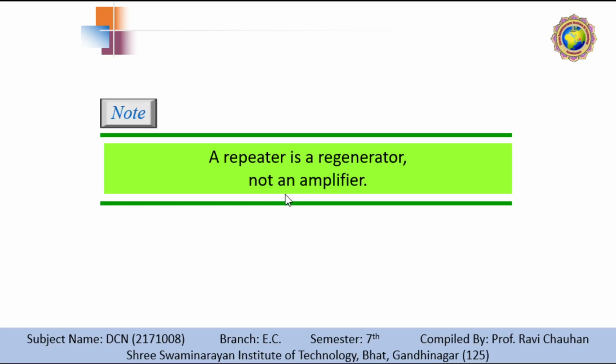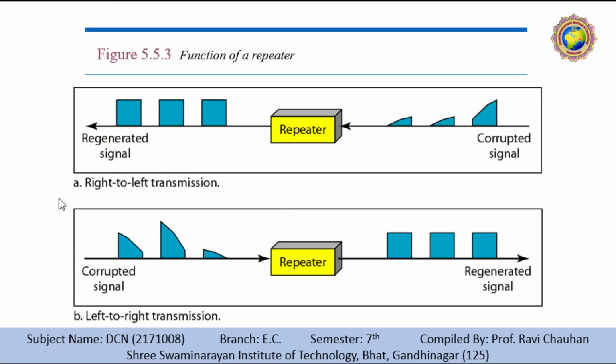The location of a repeater on a link is vital. A repeater must be placed so that a signal reaches it before any noise changes the meaning of any bits. So in other words, we can say that a repeater must be placed where the signal quality does not degrade up to that distance. After that distance, signal quality will be degraded.